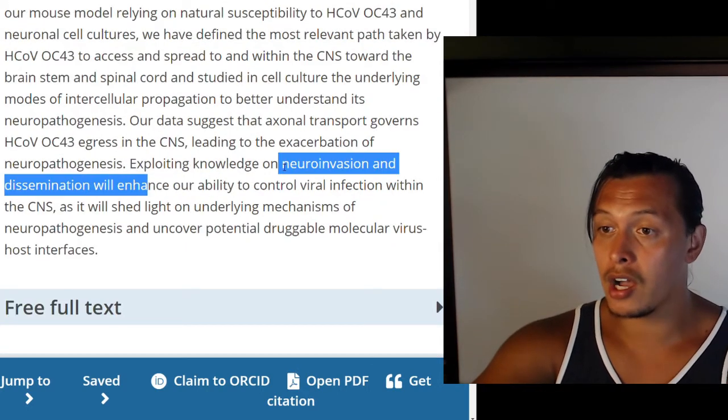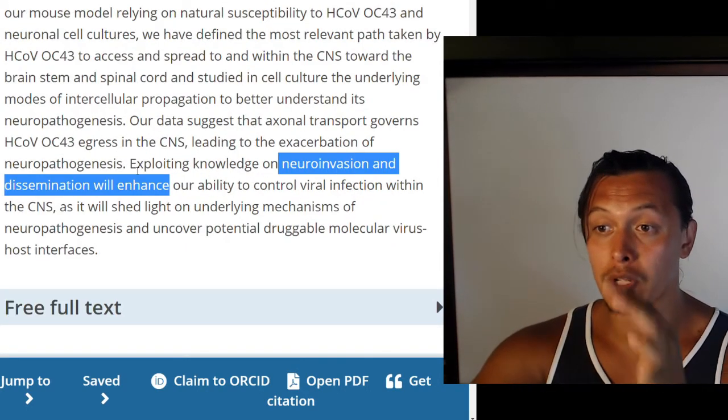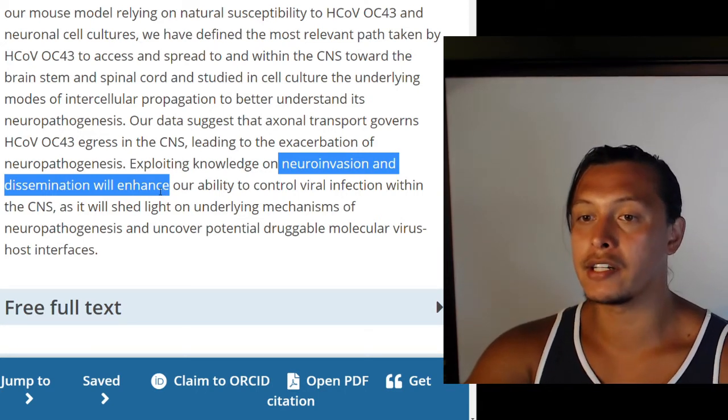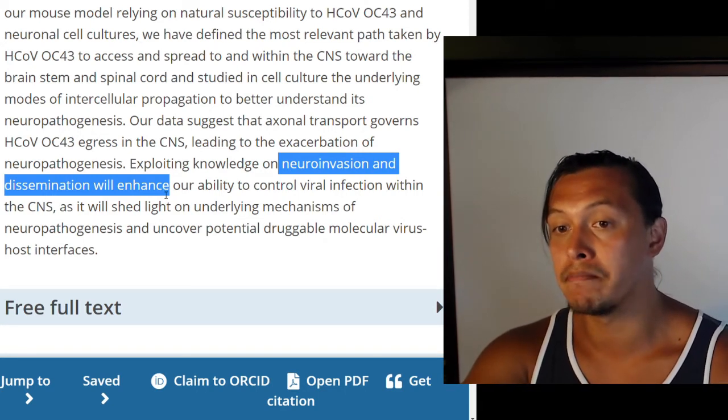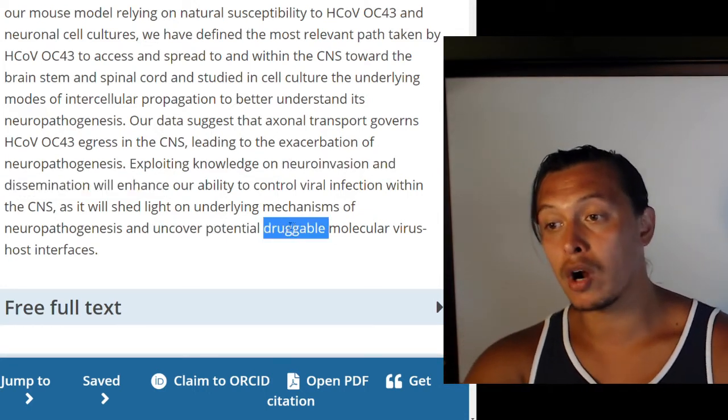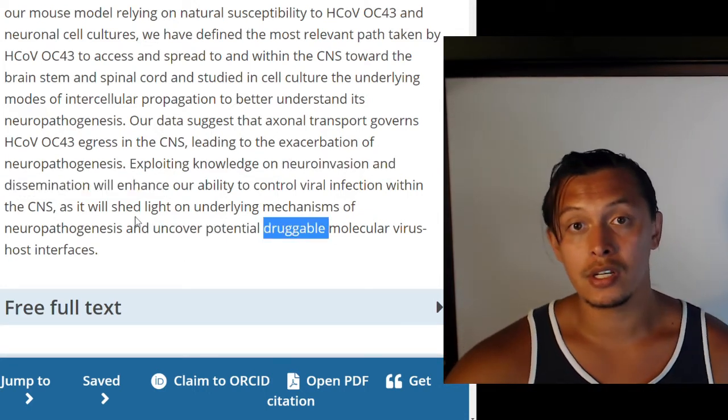Exploiting knowledge on neuroinvasion and dissemination will enhance our ability to control viral infection within the central nervous system, and it will shed light on underlying mechanisms of neuropathogenesis and uncover potential druggable molecular virus-host interfaces.